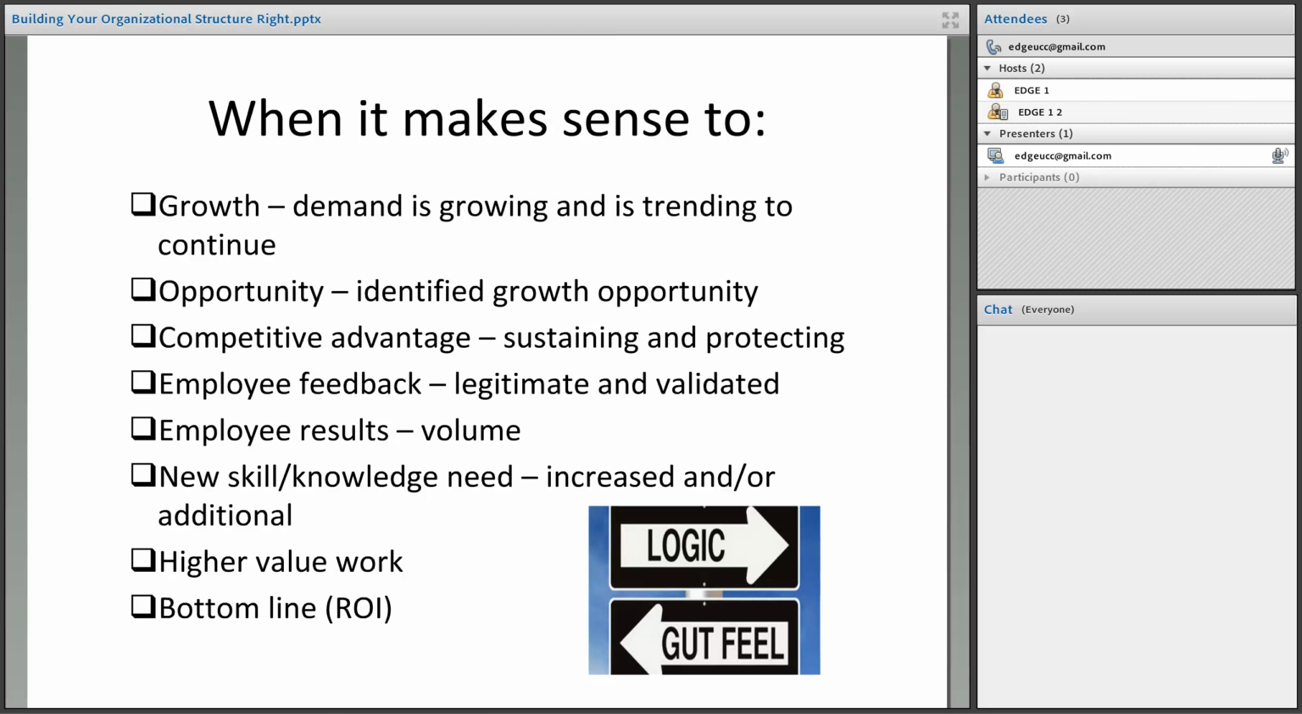New skill knowledge need. Let's talk about that one for a minute. This could be a need that comes up that's related to an opportunity. It could be a need that's related to competitive advantage. It could be a need that you've established that, hey, in order for my organization to move forward, we need to get better in something. An example like this is social media. For a lot of organizations, social media is a new skill and knowledge need, and they don't necessarily have the people on board to be able to do that. Another example would be HR.